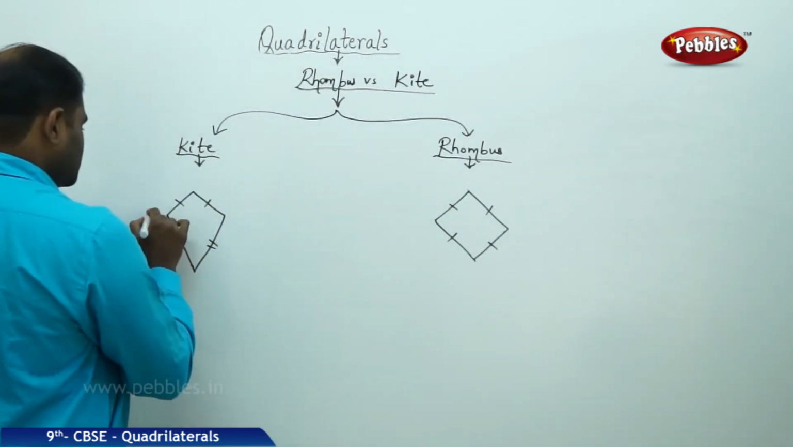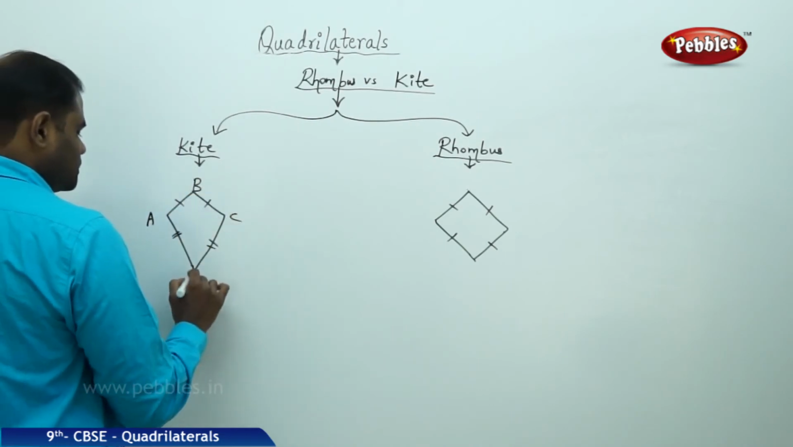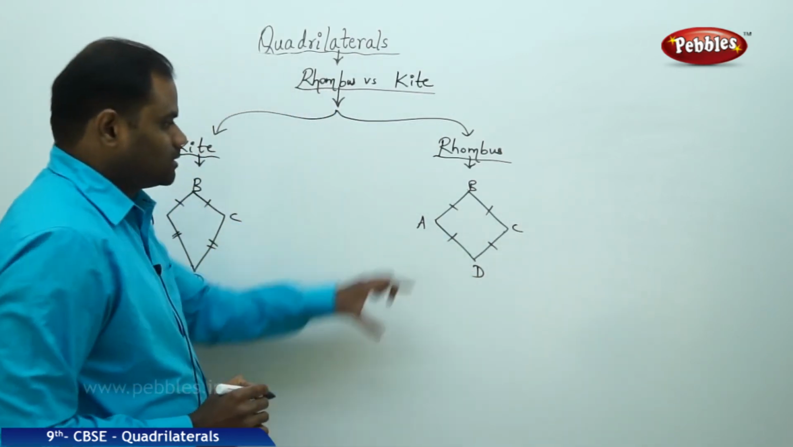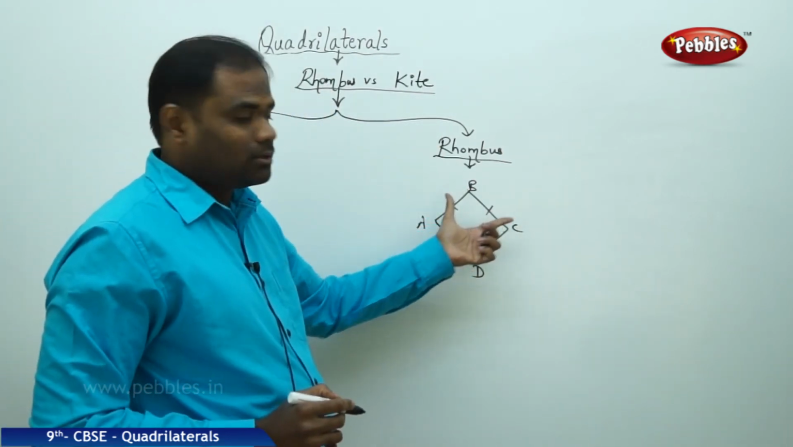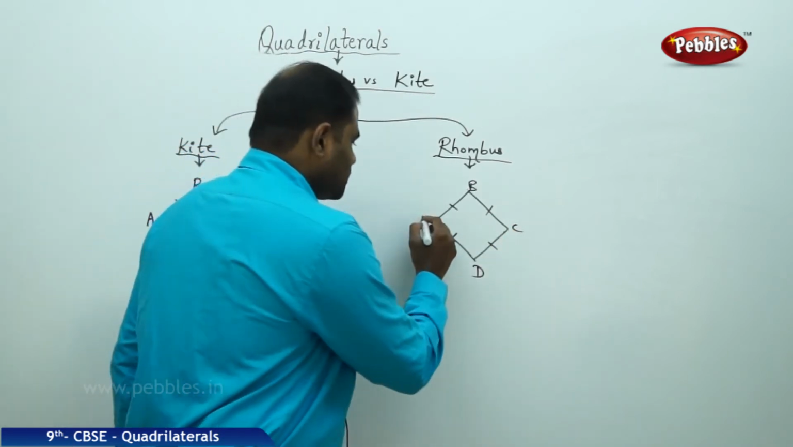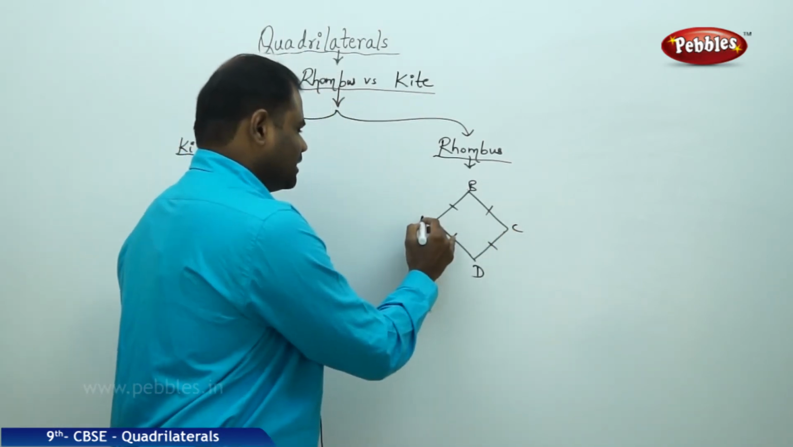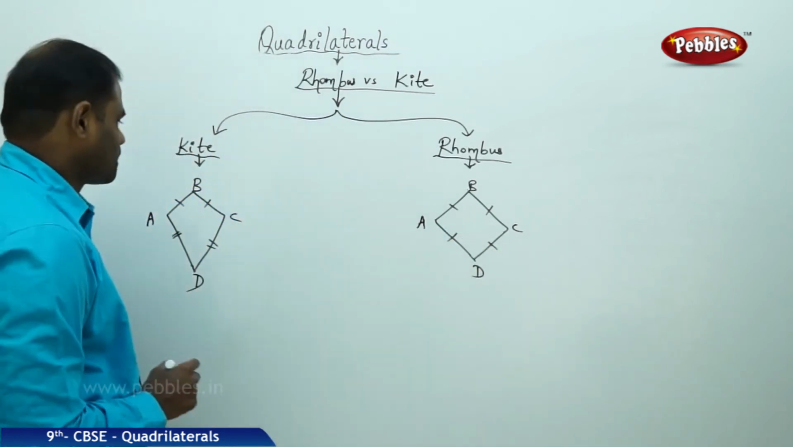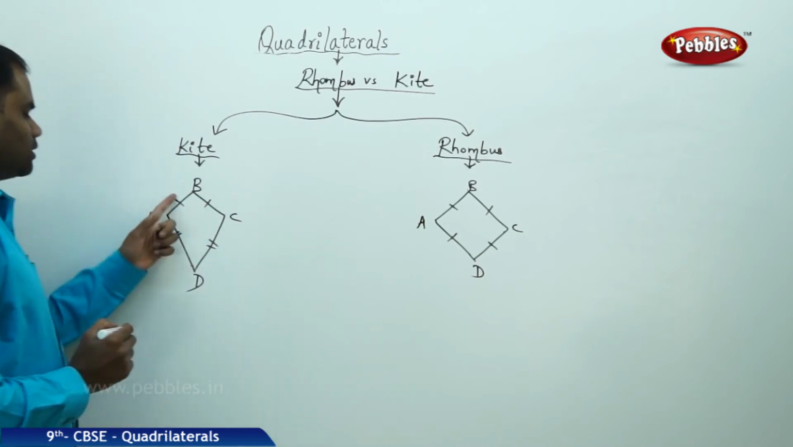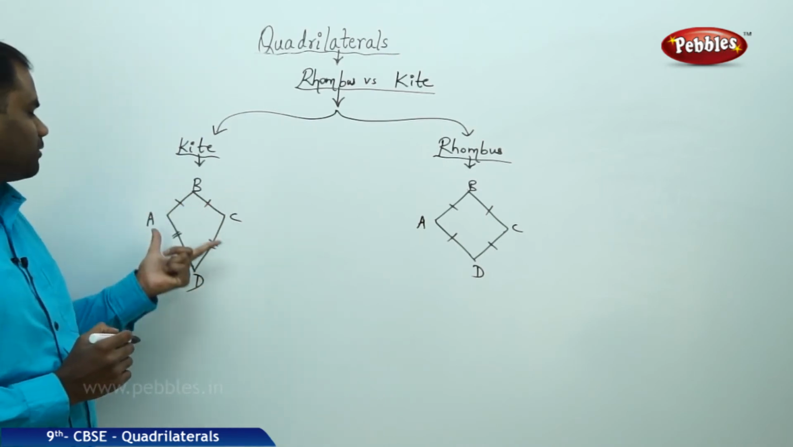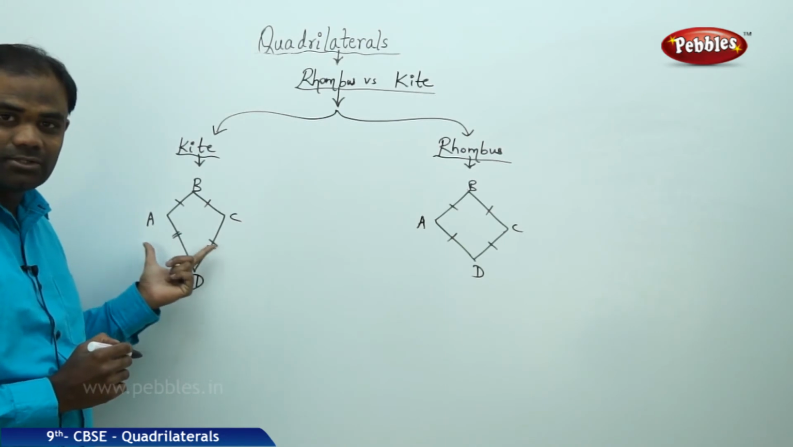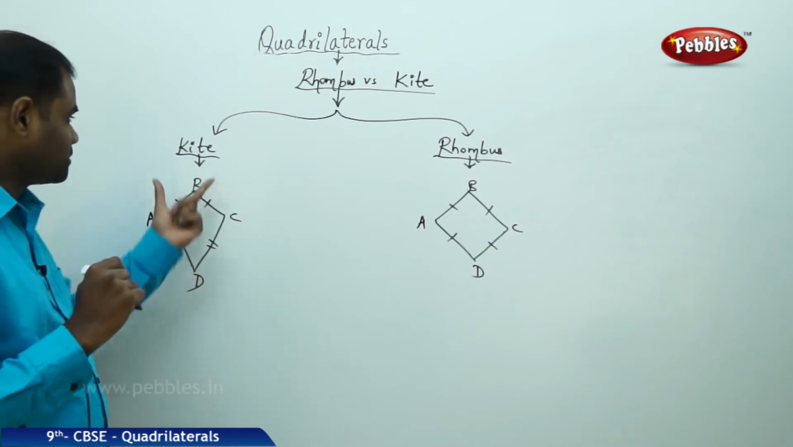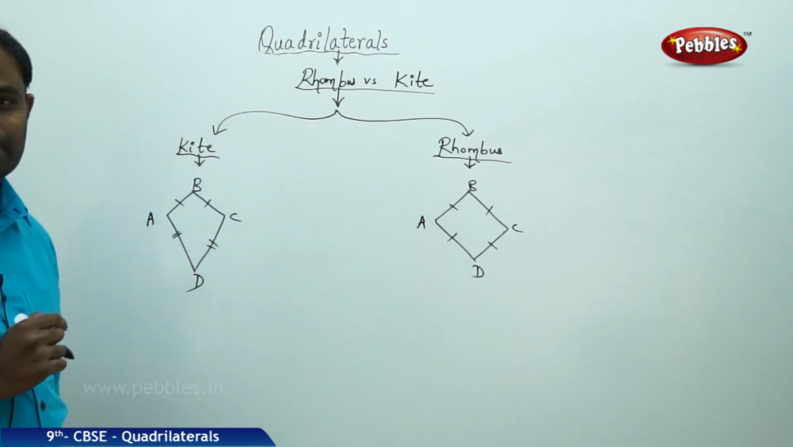That is, when I take it in the form A, B, C, D, my adjacent sides AB and BC are equal, and AD and DC are equal. Therefore, I clearly understand that this satisfies the properties of a kite. But when I take the kite, all its sides are not equal. Only the pair of adjacent sides are equal. So this does not satisfy the needs of the rhombus, is how we understand the relation between a kite and a rhombus.